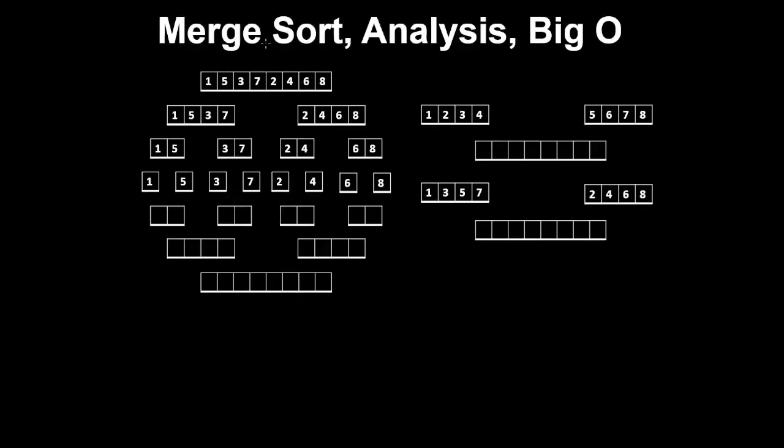Today we'll analyze the merge sort algorithm using big O. Given an array of numbers that need to be sorted, see here we have the number of elements being 8. This array gets recursively broken up into arrays that are half the length, and that keeps going on until we reach a stopping condition where we have separate arrays with one element in them.